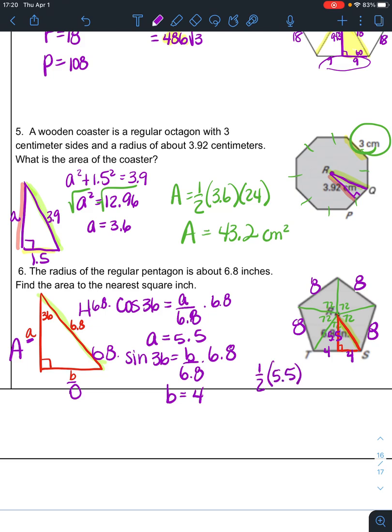So 1/2 the apothem, which was 5.5, times the perimeter, which would be 8 times 5, which is 40. So you take 20 times 5.5, and you get 110. So the area is 110 inches squared.